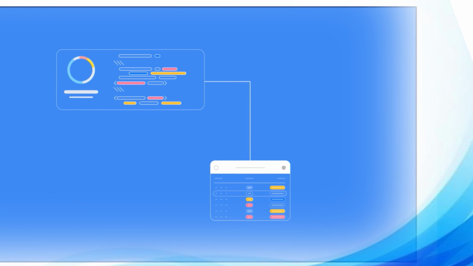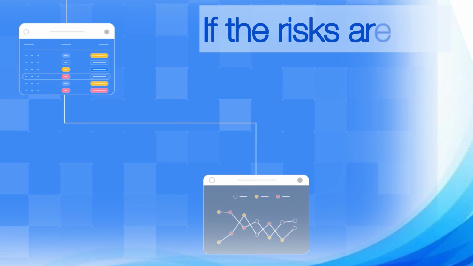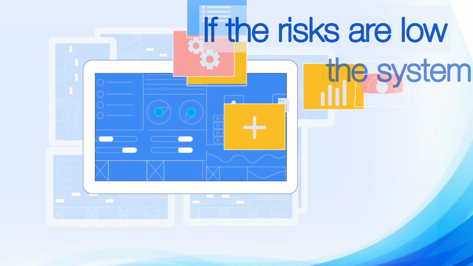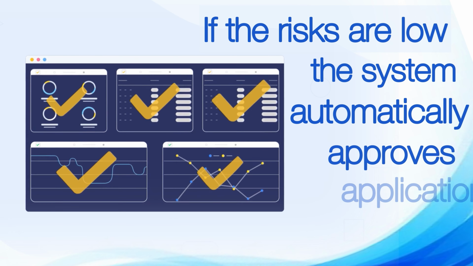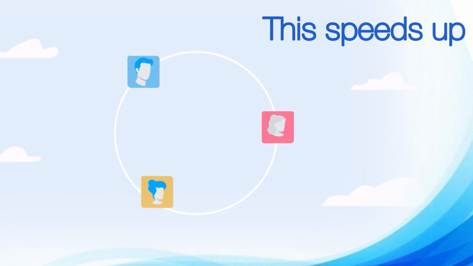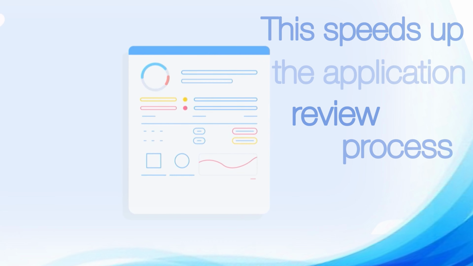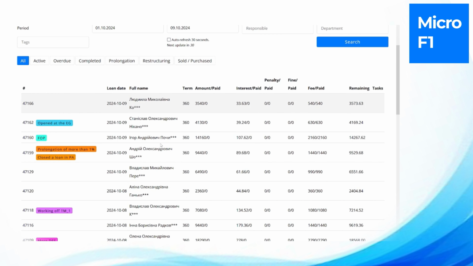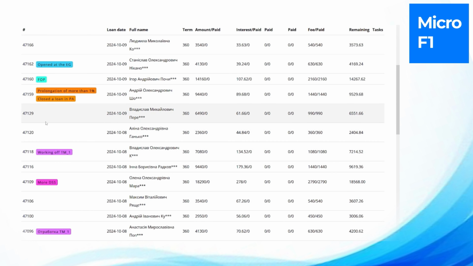We built the scoring model of our system as follows. If the risks are low and the applicant meets all the necessary criteria, the system automatically approves the application without the need for manual verification or additional analysis. This significantly speeds up the application review process and allows financial institutions to work more efficiently with large volumes of clients. To see the result of the scoring system, just open the loan application card in Admin panel.